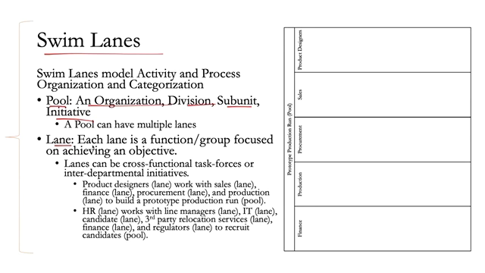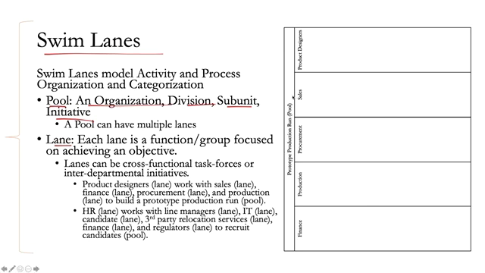Similarly, if you want to recruit candidates, that's your pool. The recruitment of a candidate is, in this case, your initiative that you're trying to focus on, this process initiative. Who are the lanes? You've got your HR, working with line managers, with IT, with the candidate, third-party relocation services, finance, regulators, all different lanes, where activities, events, parts of the processes, sub-processes move between and across them. So this is an example.